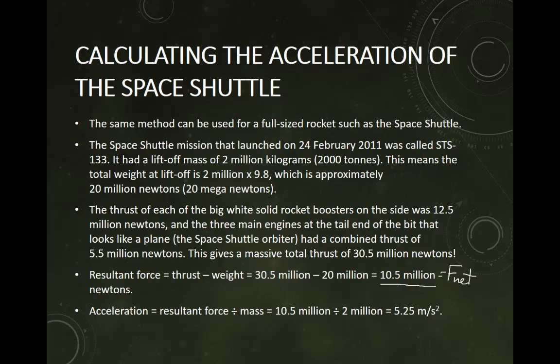So again, we're taking a look at F net is equal to the mass, which we just said was 20 million. Yeah, it should be, that's the weight, mass. So it should be 2 million. Yep. Okay, in terms of kilograms, this is going to be 10.5 million. Oops, it's not quite right. And this is going to be newtons times acceleration. So we divide both sides by 2 million kilograms.